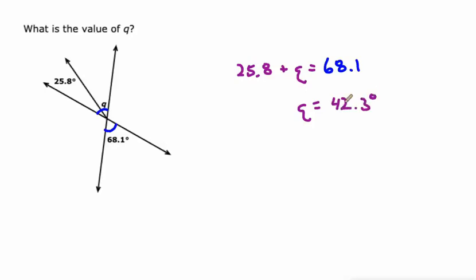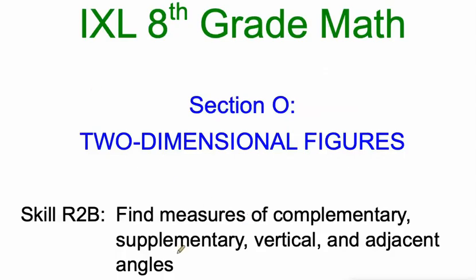All right, so we just did 10 examples involving complementary, supplementary, vertical, and adjacent angles. I think I gave you enough here to go out and get yourself a SMART score of 100. You might make mistakes, but come back and watch the video again if need be.